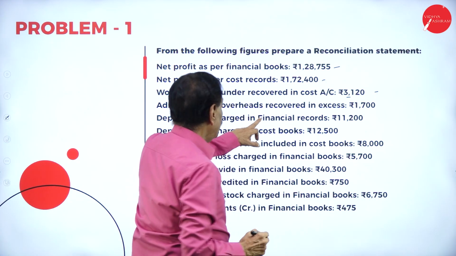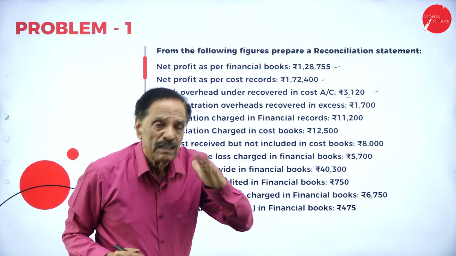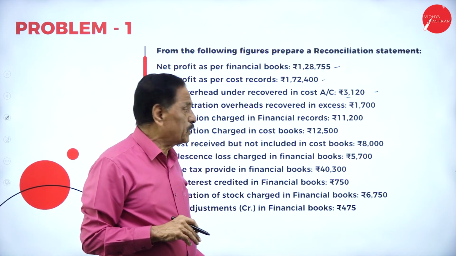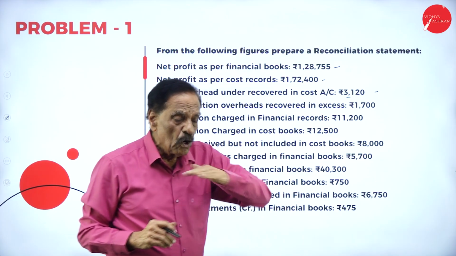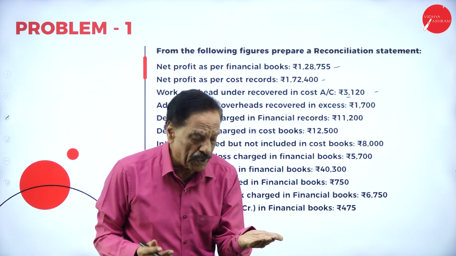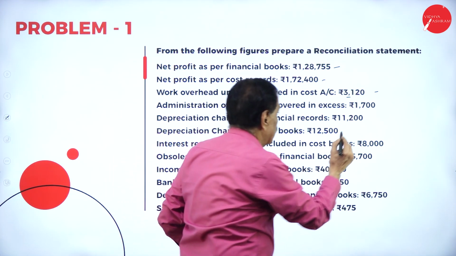Then, administration overhead recovered in excess. The word recovered always comes in costing. Who charges more? Costing. More charges, less profit. Whose profit is less now? The cost record. Financial profit is more. To make equal, add back.